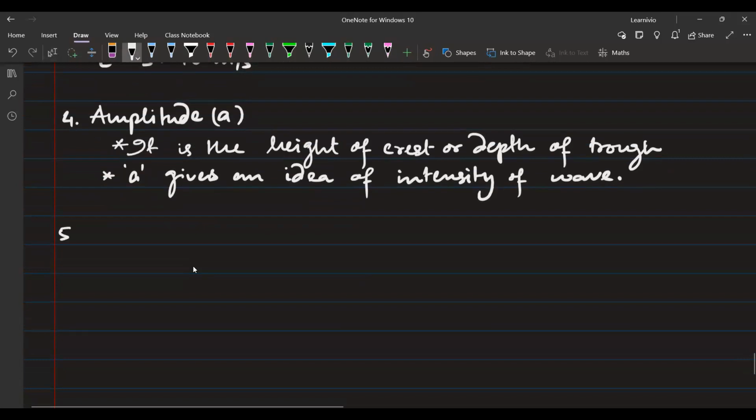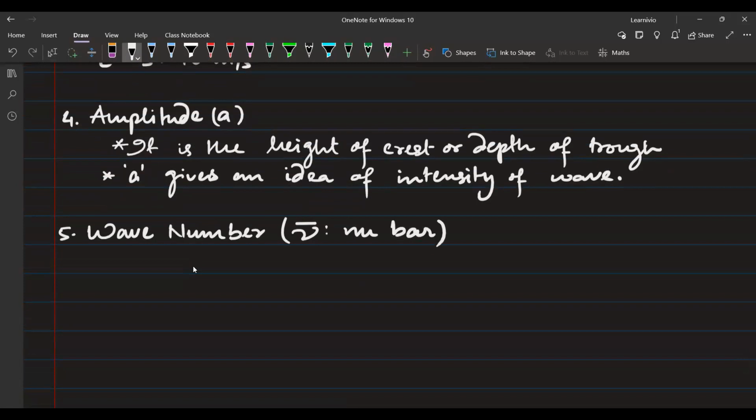Fifth is important. Amplitude will not be of much use in the numericals and everything. This one is important. Wave number. Wave number is given by nu and it has a bar over it. Okay? What do we read it as? Nu bar. Okay, so this is very important. The definition is a bit tricky.